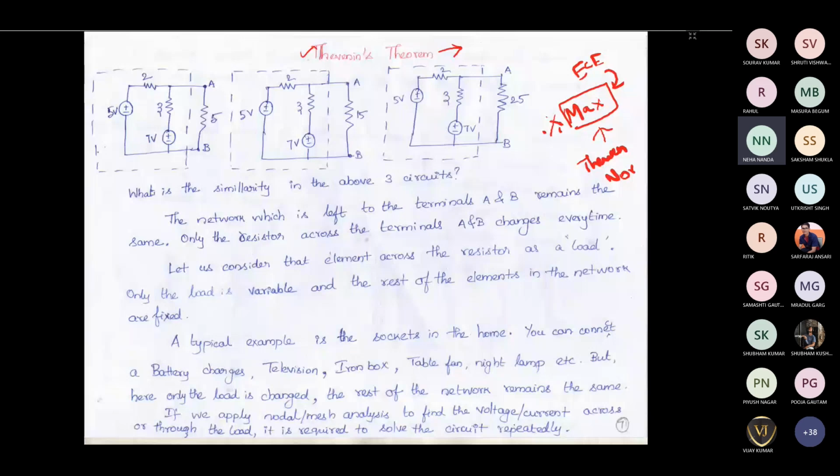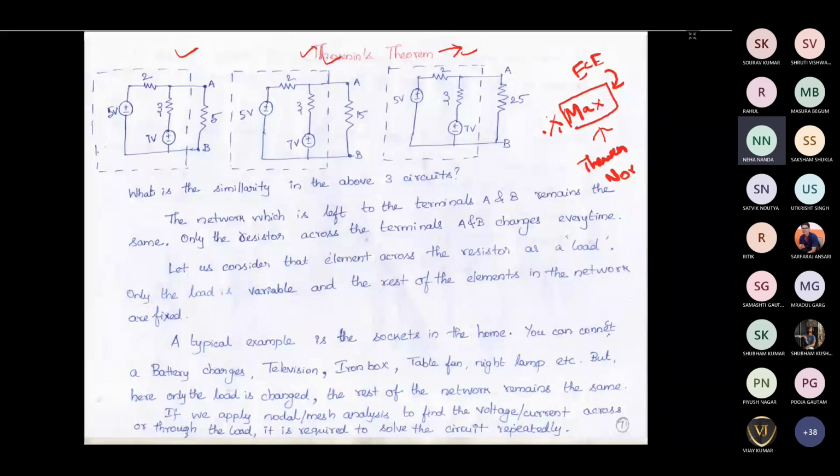In these three circuits, what are the differences you are seeing? Can anyone tell me what the differences are in these three circuits? Sir, the resistor increases in the parallel, sir. 5, 15, or 25.